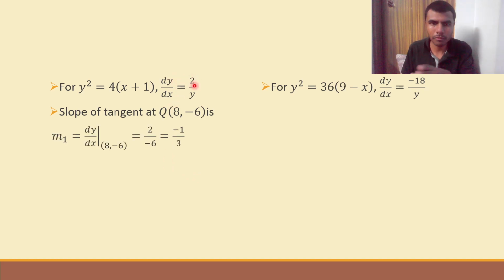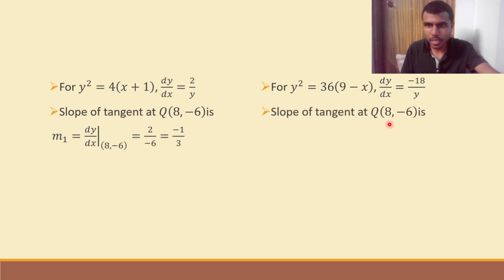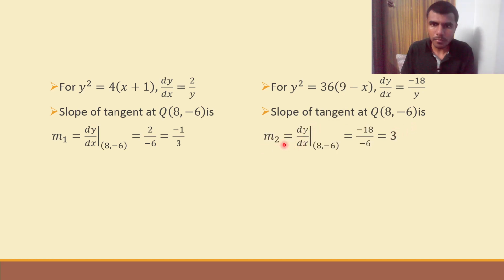So same formula. M1 is dy by dx at 8 comma minus 6. So 2 by y, y is minus 6 here. So 2 by minus 6, minus 1 by 3. Here M2, the slope of tangent at 8 comma minus 6, is dy by dx at 8 comma minus 6, which is minus 18 by minus 6. So minus minus cancel, and 6 ones are 6, 6 threes are 18. So M1 is minus 1 by 3 and M2 is 3.